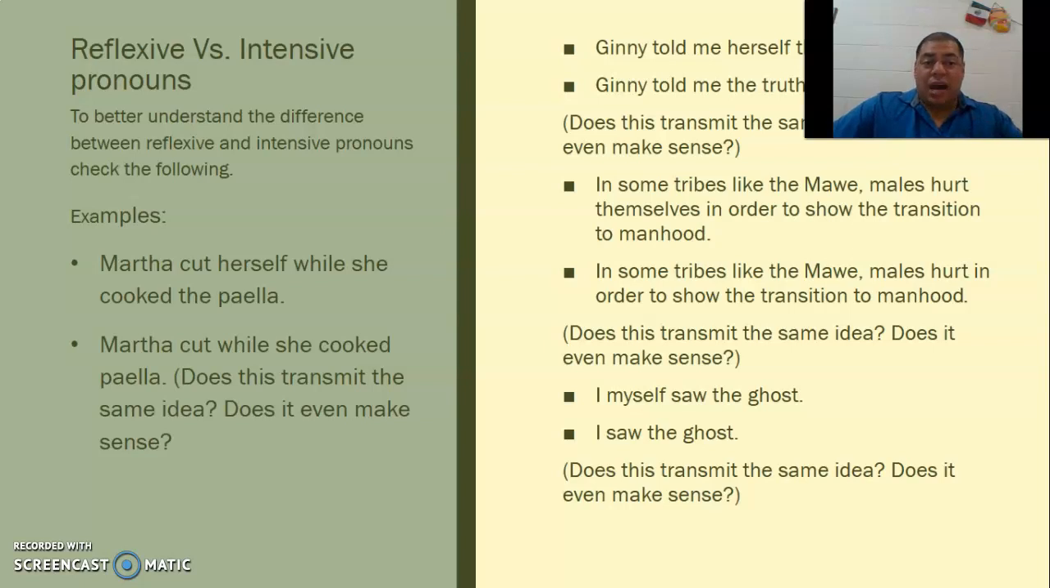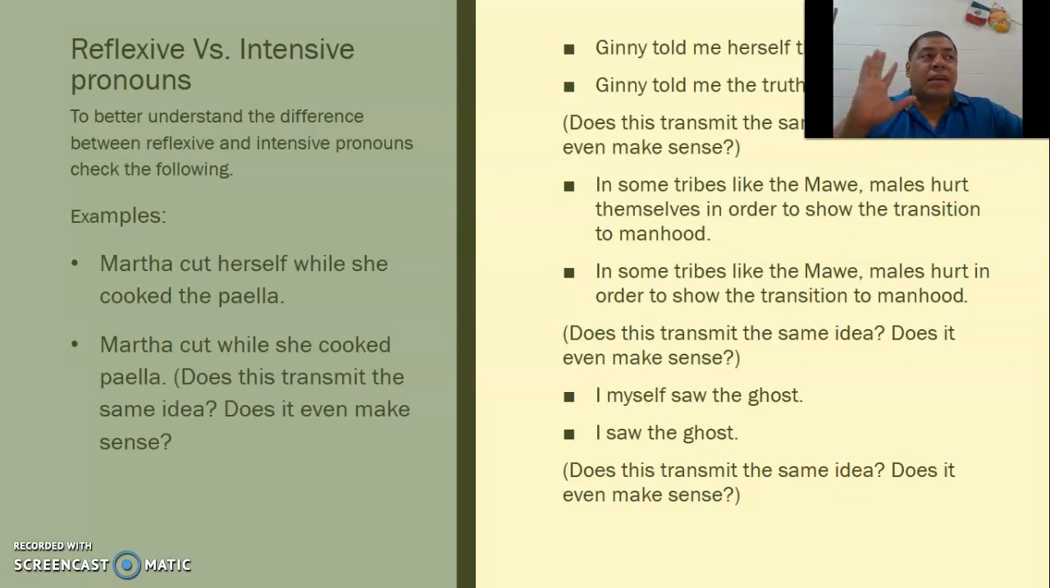Now, right now, I don't know if it's a reflexive or an intensive pronoun. So, I take it out. Does this transmit the same idea? Does the second sentence say the same as the first sentence? Does it even make sense? Yes, it transmits the same idea. Jeannie told me the truth. Jeannie told me herself the truth. Because I can take it out and actually get the same idea across, I say that that's an intensive pronoun.